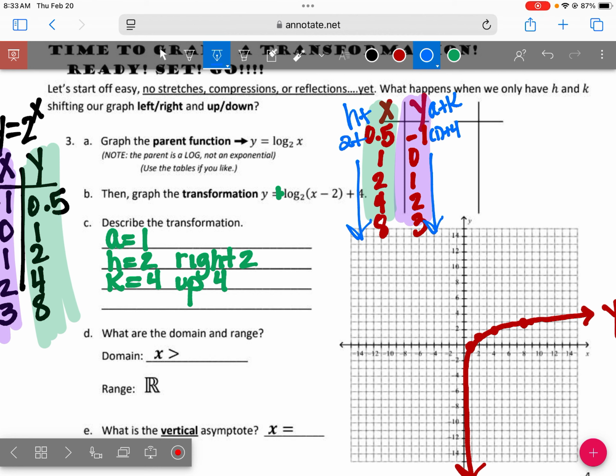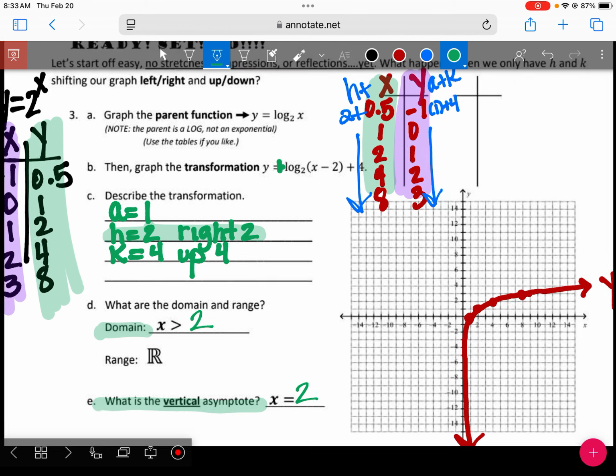Now remember, now it's the H's turn to shine. So this H value is going to tell you your domain and your vertical asymptote. So your domain is X is greater than 2. And your vertical asymptote is going to be at X equals 2.